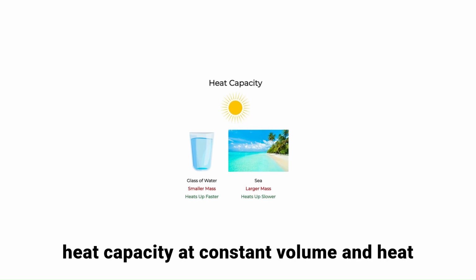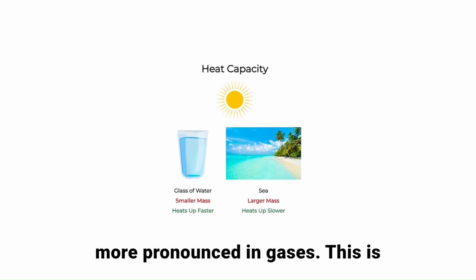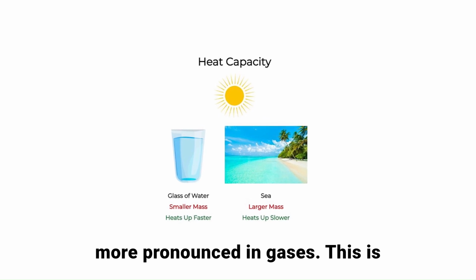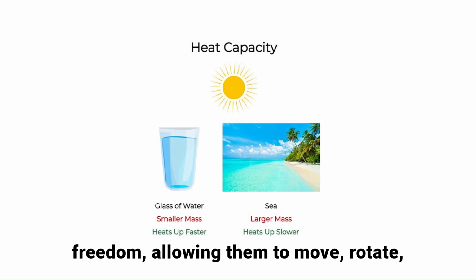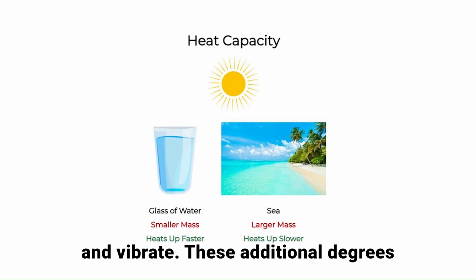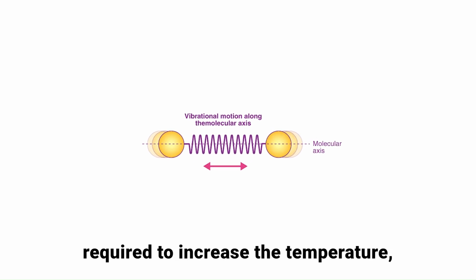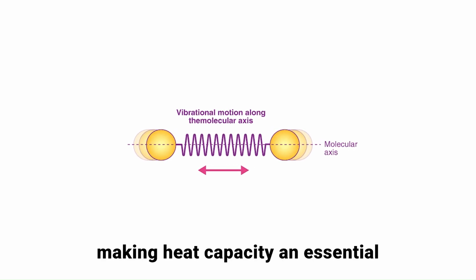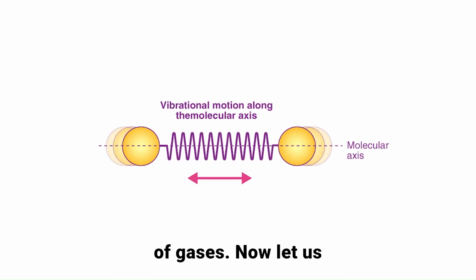The difference between heat capacity at constant volume and heat capacity at constant pressure becomes more pronounced in gases. This is because gases have a higher degree of freedom, allowing them to move, rotate, and vibrate. These additional degrees of freedom influence the amount of heat required to increase the temperature, making heat capacity an essential parameter in understanding the behavior of gases.